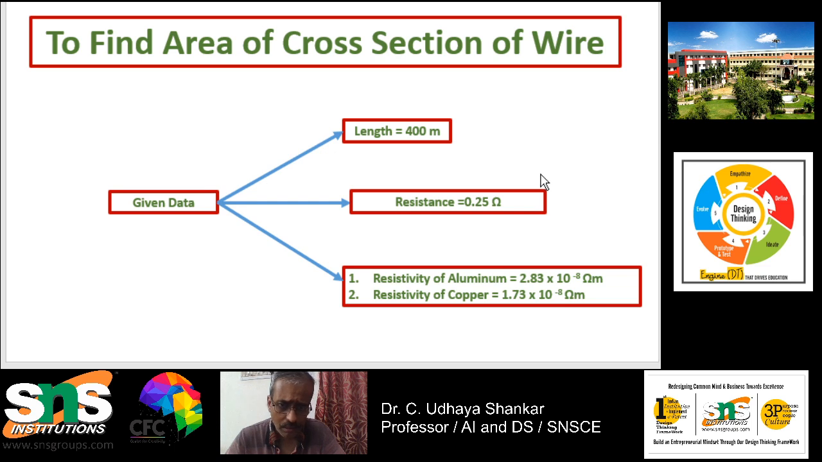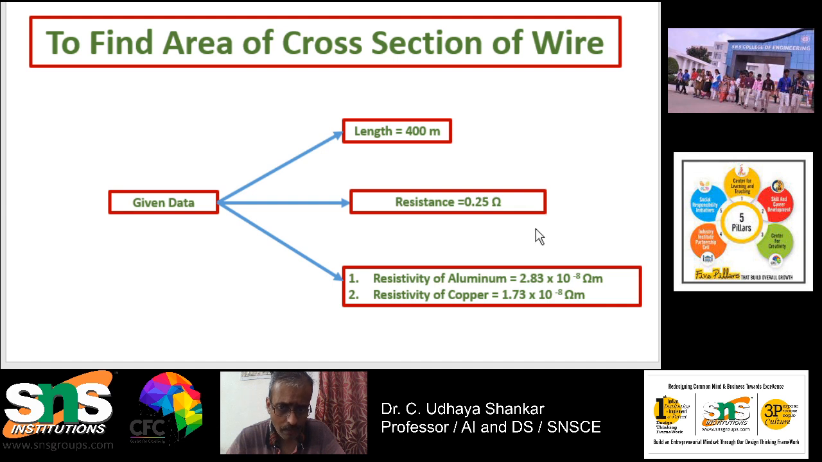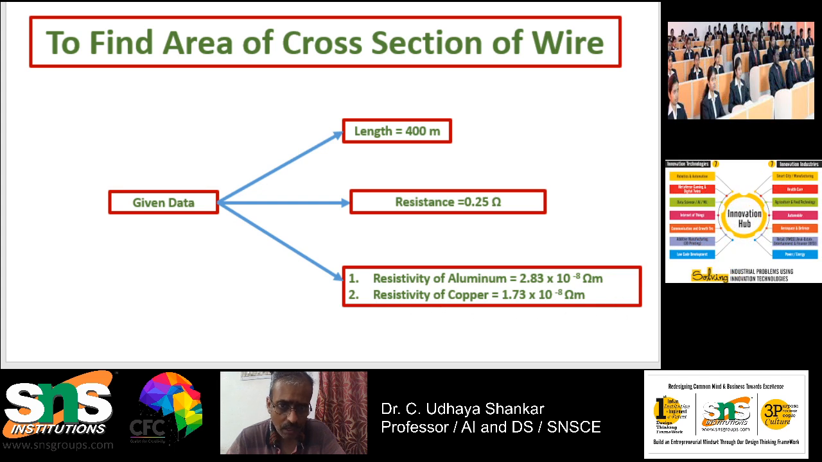So you can see the details. The given data is, the length is 400 meters, the resistance is 0.25 ohms, and the resistivity of aluminum, which you can get from the data sheet, is 2.83 into 10 power minus 8, and the resistivity of copper is 1.73 into 10 power minus 8. We want to find the area of cross section of the wire.